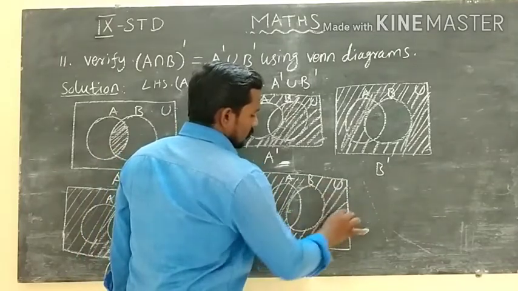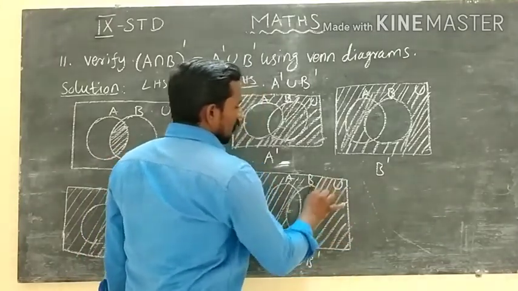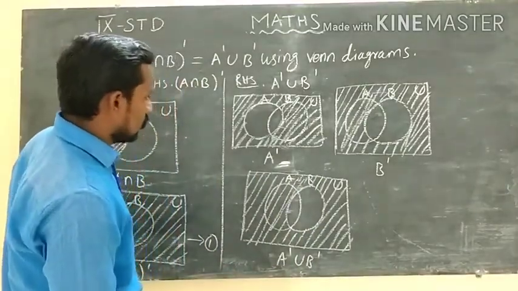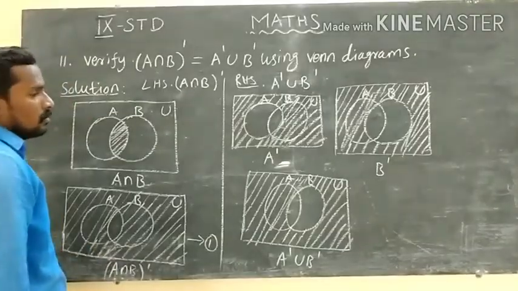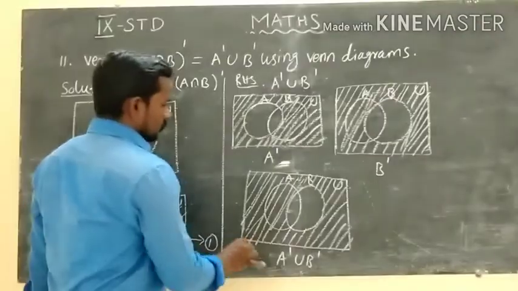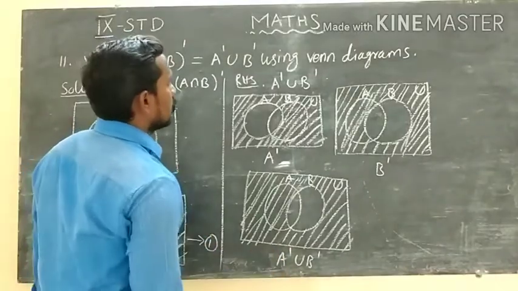So make the circles using a compass or any other circular shape. Okay, so don't make angles.